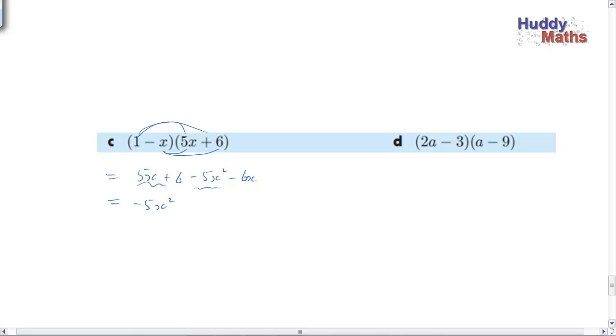And then let's collect up the x's. 5x take 6x is negative x. Right, just remember, we're up here at 5x. We go back, neg 6x will end up neg x on that side, neg 1x. And then we've got left plus 6. So with these, you usually put the highest power of the pronumeral term first, and then downwards from there.